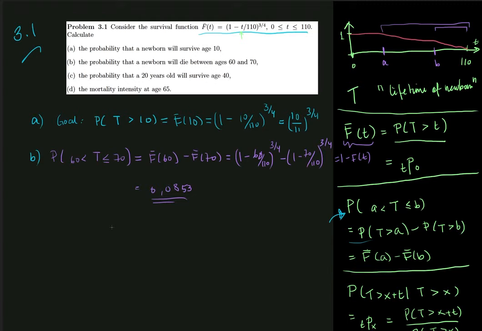The rest of the newborns, well, some of them will die before age 60, others of them will die after age 70. So I know I'm talking a lot here and actually not doing that many calculations, but it's just really good to understand what this is all about. So that's why I'm talking instead of calculating. So that was A and B.